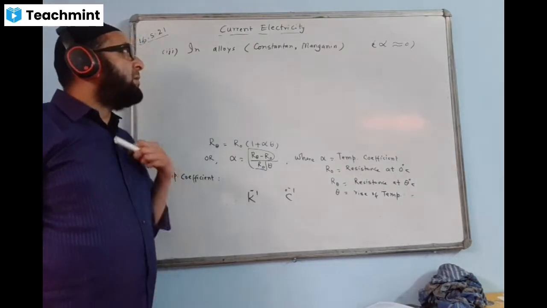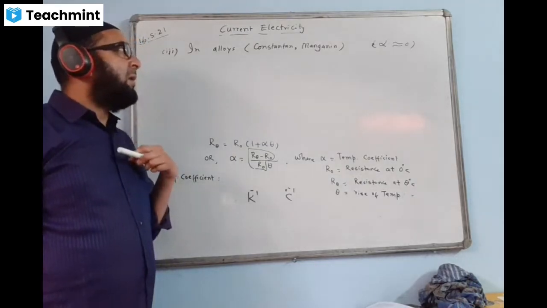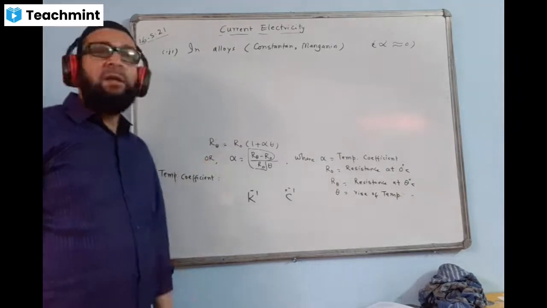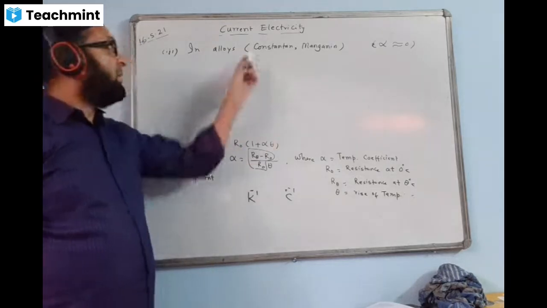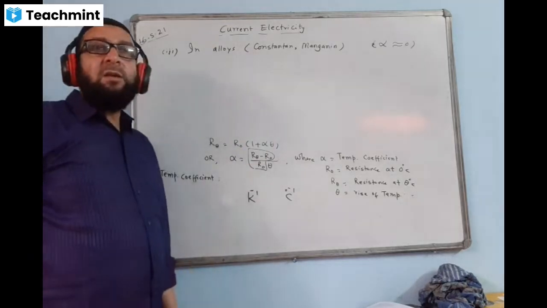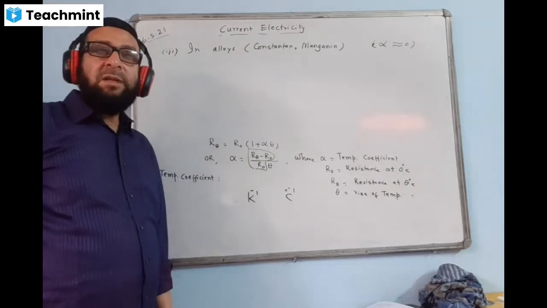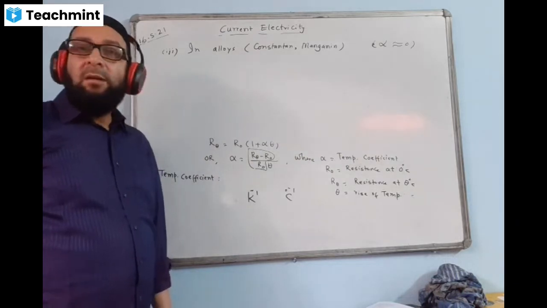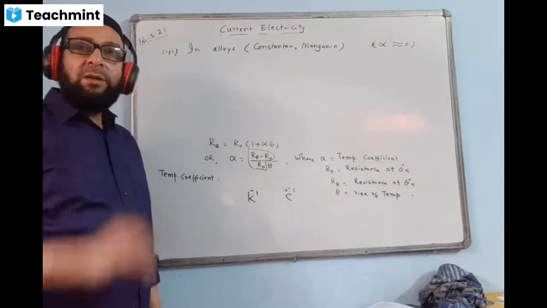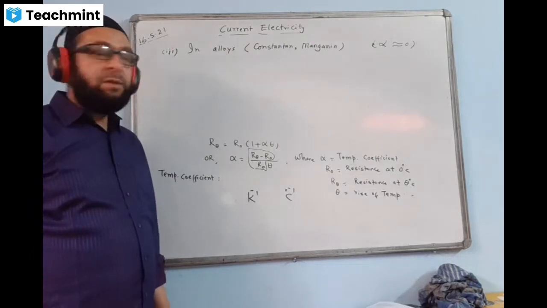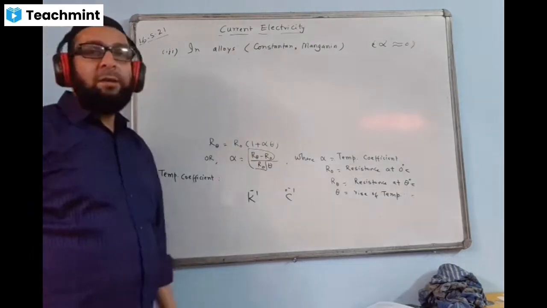So name a substance whose temperature coefficient is nearly 0. We say this one, whose resistance does not change, or changes very little, with the rise of temperature. We'll think about this: constantan or manganese alloy.